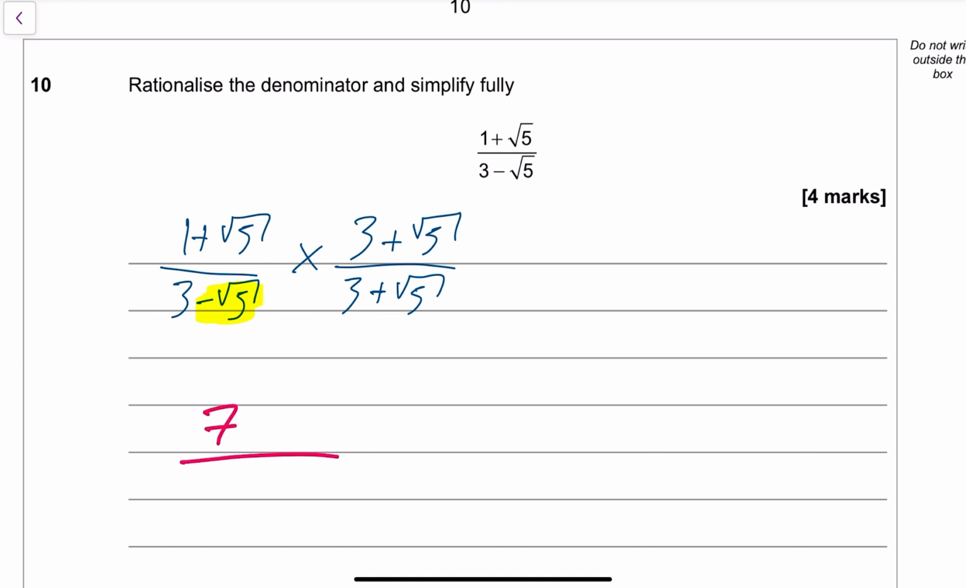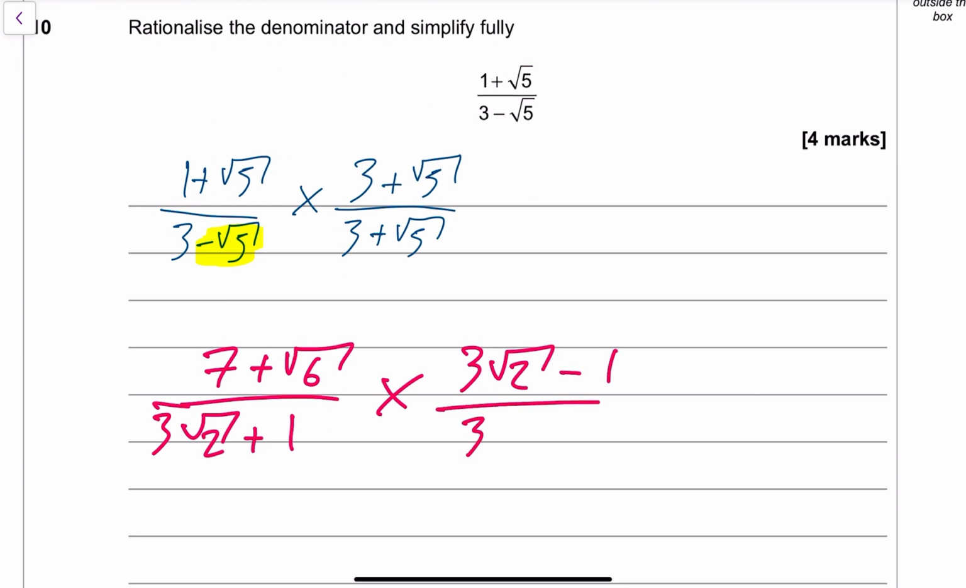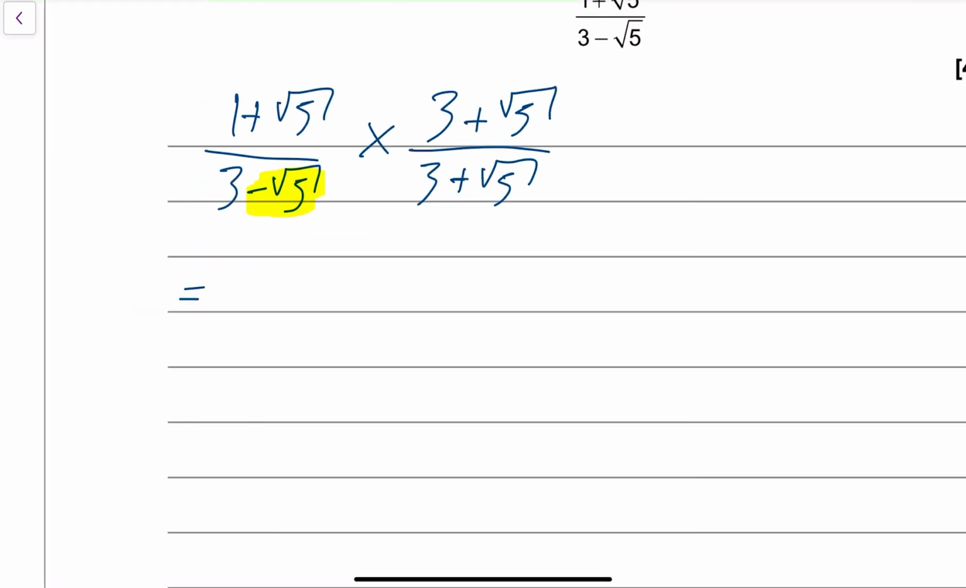Had the question said 7 plus root 6 over 3 root 2 minus 1, what you would multiply top and bottom by is 3 root 2 plus 1. It's the sign of the second thing you change, and you multiply top and bottom by it. Okay, so let's just do it.